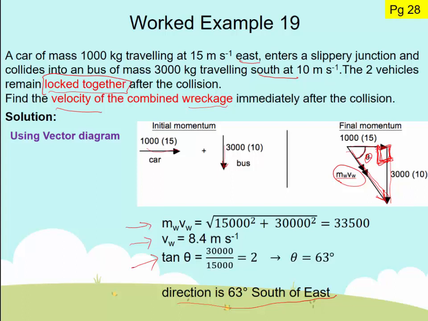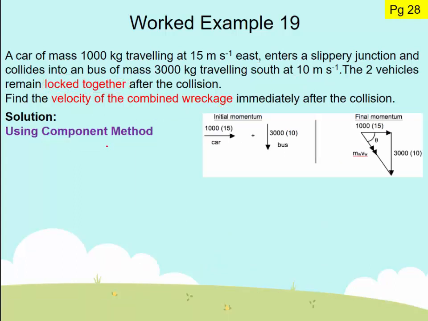If it's not a right-angle triangle, the vector diagram may be difficult and you will have to use sine rule or cosine rule. And in cases where there are more than two objects in collision, the vector diagram is going to be much more complicated. So let's look at another method, the component method. In the component method, we will apply PCOM in the x and y directions.